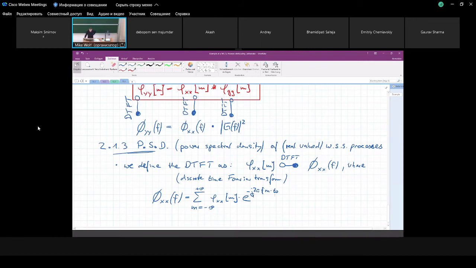In Oppenheim, they use omega. It's minus j times omega. But this omega is not in radian per second. It's just unitless, just radians. Because we don't see any t naught in our phi yy of m or phi xx of m, there is no t naught. I could say this is e to the power of minus j 2 pi f, where this f would be unitless, but we do it in a different way. Of course, times m is still required. There's a shift in the time.